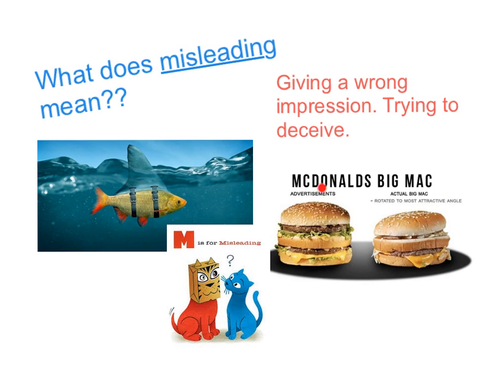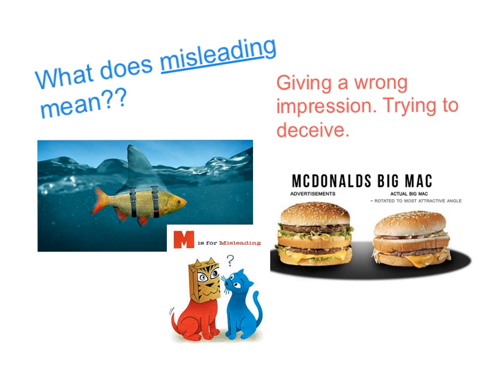Here we have the McDonald's Big Mac. This is what you see on the commercials. That's what you actually get. It's trying to trick you. It's trying to deceive you or give you the wrong impression. Here we have a dog wearing a bag that looks like a cat's face, and the cat's very confused because it's been misled.